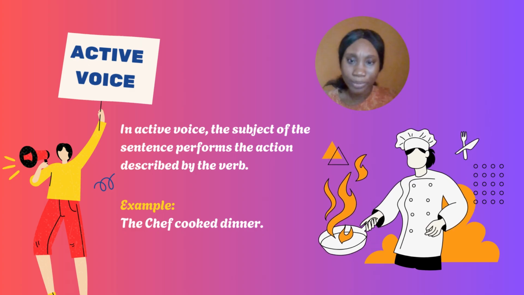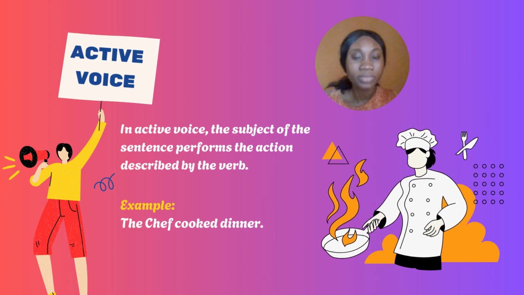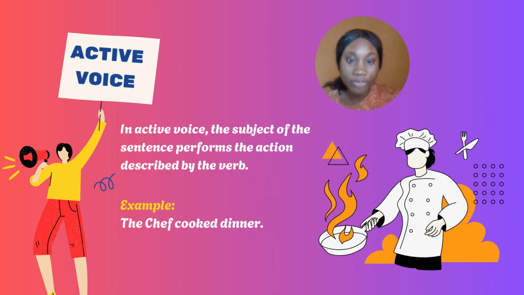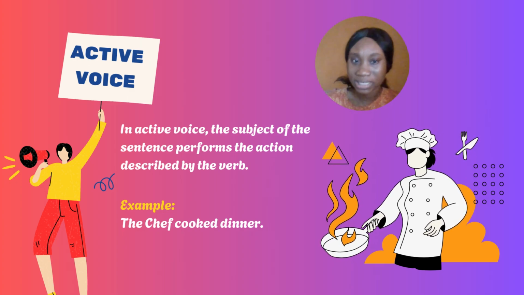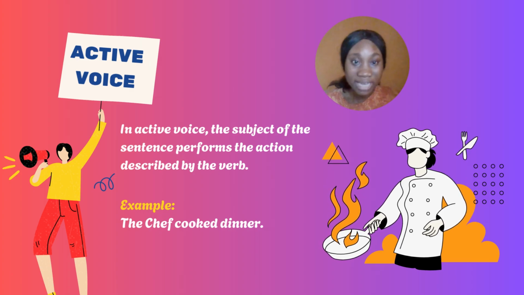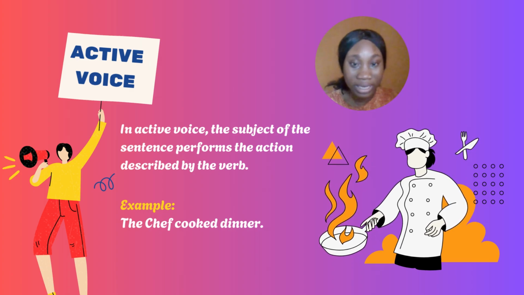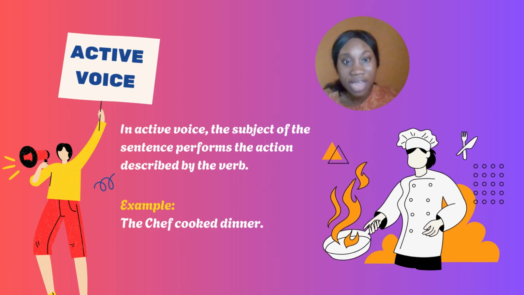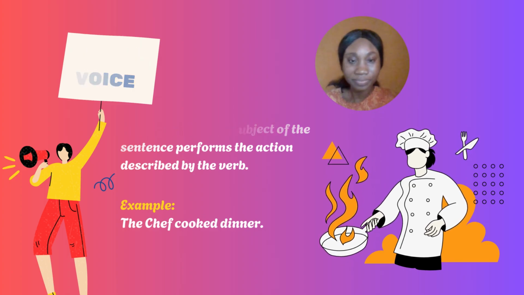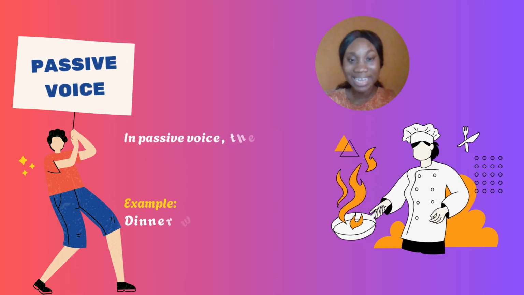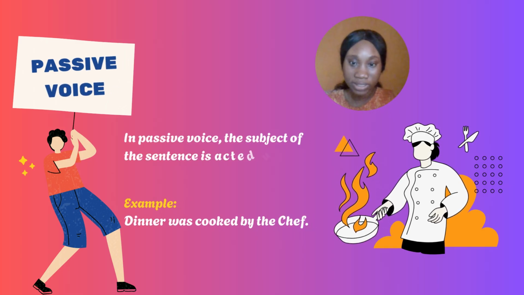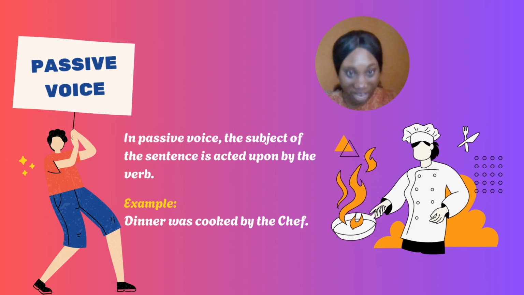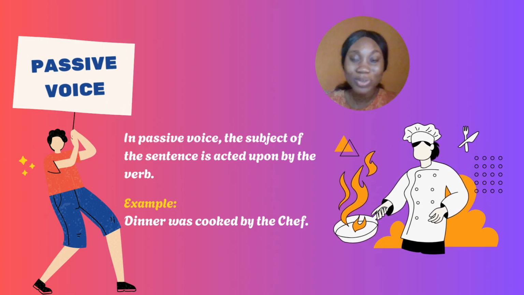Let's look at some examples. Like I said, this example: the chef cooked dinner. What's my subject in this sentence? The chef, because that is the person that is doing the action of cooking. The action there is cooking, cooked. So the chef cooked dinner. If I want to say that same sentence in passive voice, it now becomes: dinner was cooked by the chef.